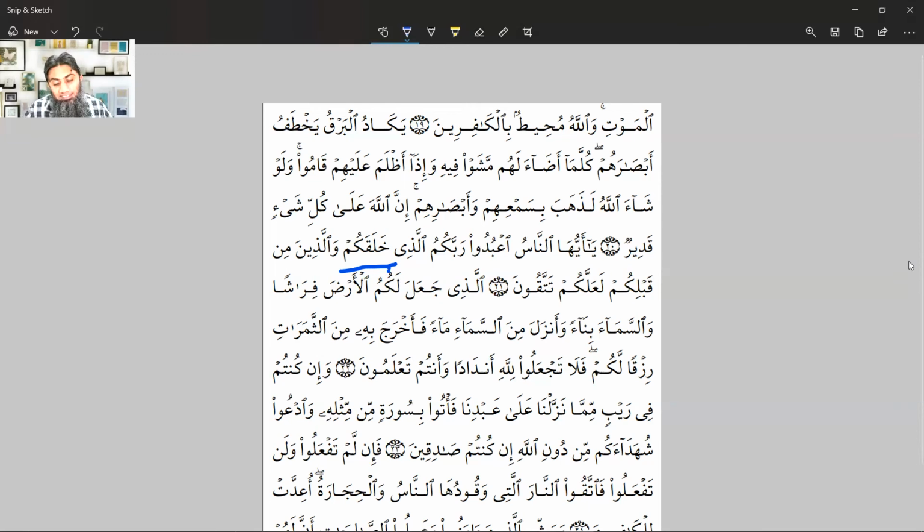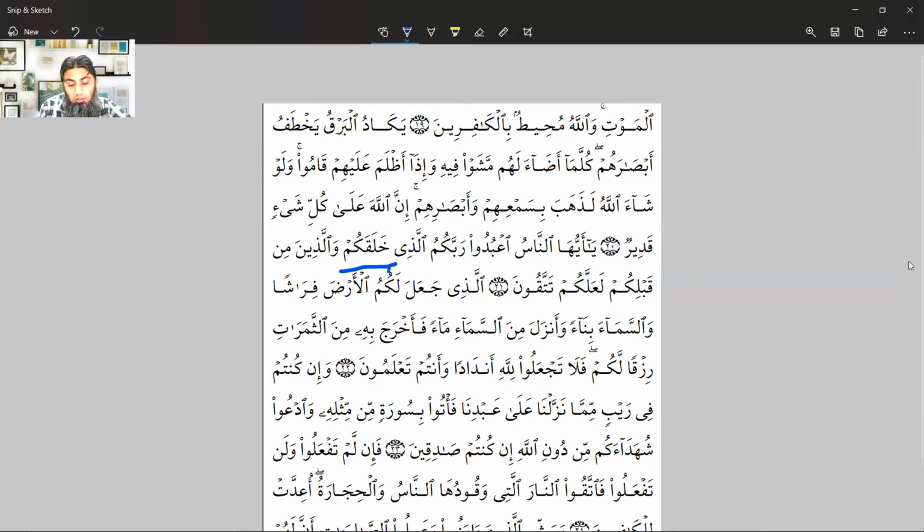Make sense, brothers? Yeah. So basically, fi is jar, raybin mawsuf, mimma nazzalna ala abdina sifa, mawsuf and sifa together in the bucket of majroor. So fi jar and majroor together as the khabar of kuntum. And so far we have dealt only with the shart part. Okay, now jawabu shart is coming. Yes, brother Tafazzul, bismillah.